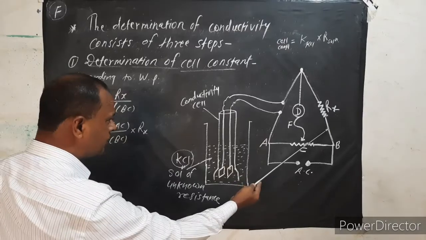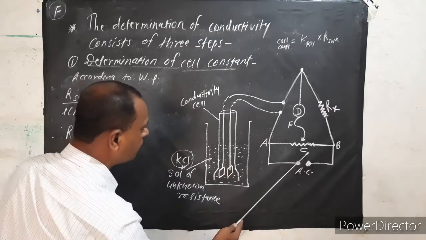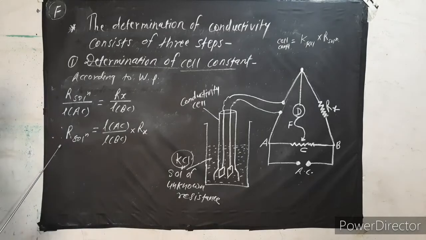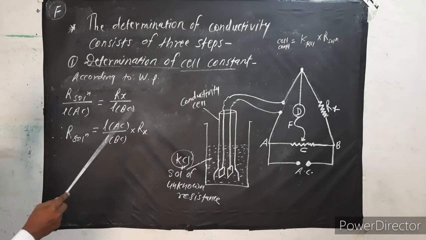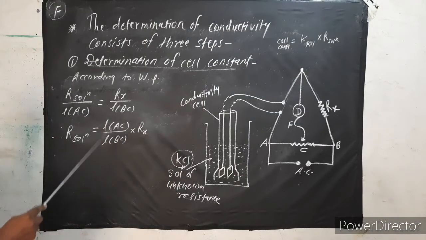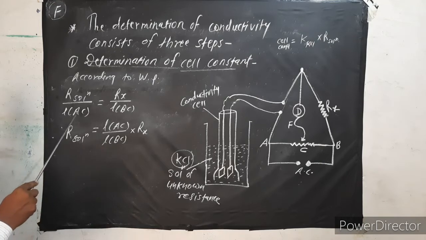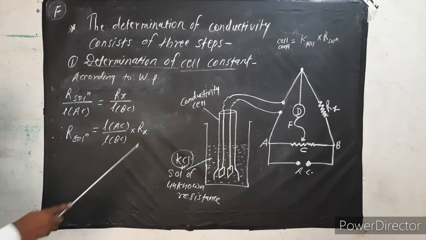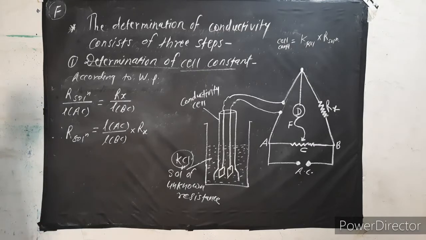Variable known resistance divided by length of BC. Therefore, the resistance of the solution is calculated as the length of AC divided by the length of BC, into Rx, the known variable resistance. This is how we can easily calculate the resistance of the solution.